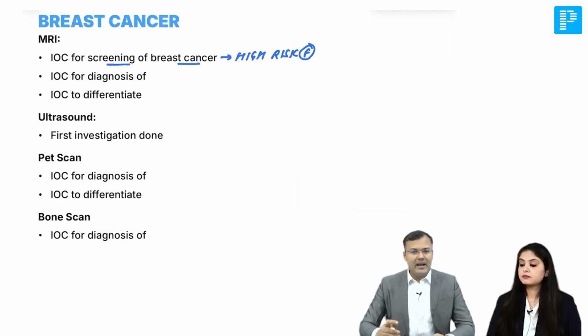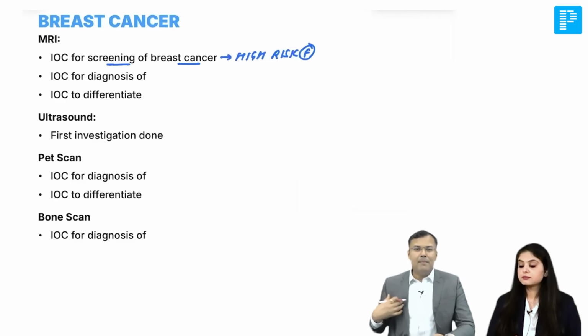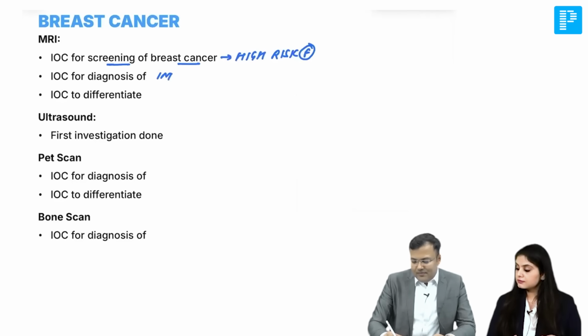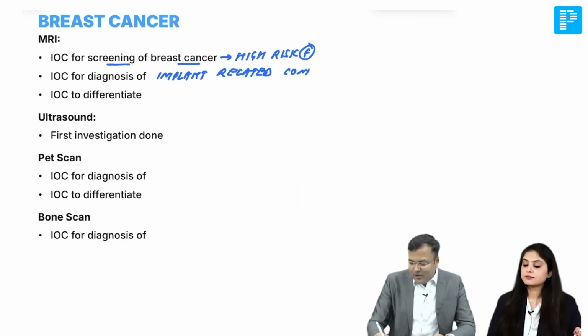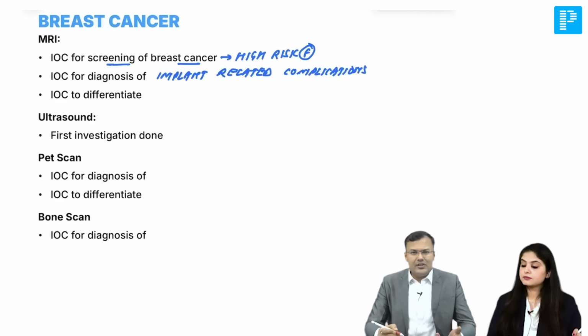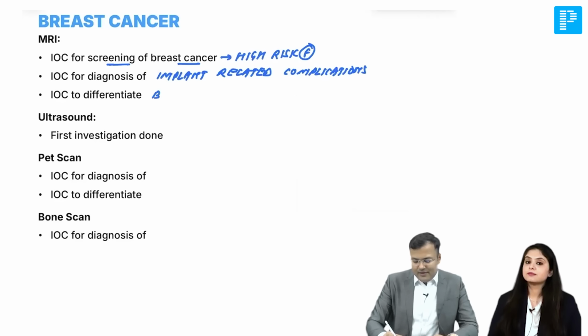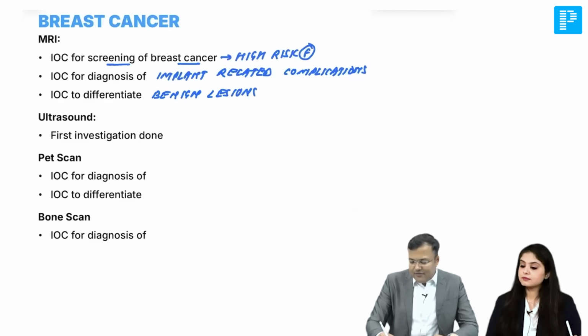Another indication of MRI: some females use breast implants like silicone implants. So whenever there is an implant related complication, we use MRI, for the diagnosis of implant related complications. Easy? And next, the investigation of choice to differentiate benign lesions from scar. To differentiate benign lesions from scar, we go for MRI, obviously.